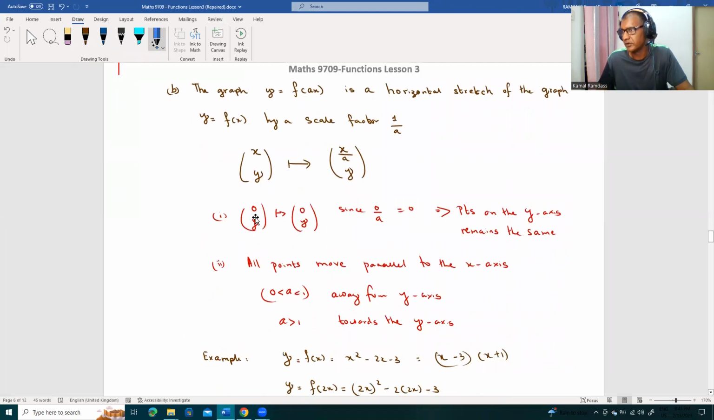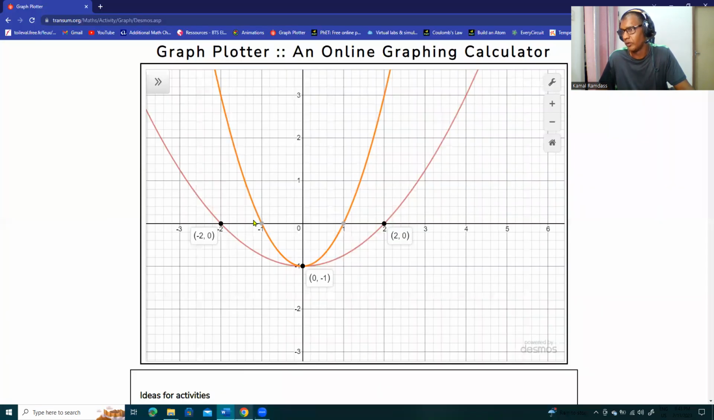Let's continue. When x is equal to 0, the point on the y-axis remains unchanged, because 0 over a equals 0. All points move parallel to the x-axis. We find that all points move, this one comes here, this one here.